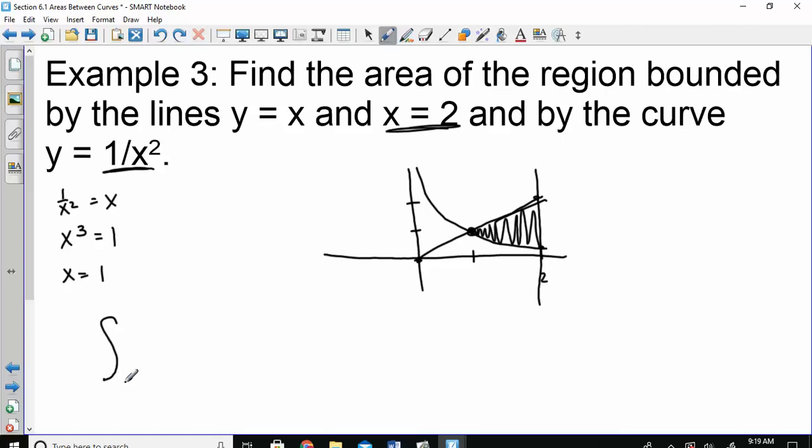So when I integrate, where will I start and stop? Where do we start? At 1. Where do we end? At 2. Top minus the bottom. What's my top curve? X minus the bottom curve.